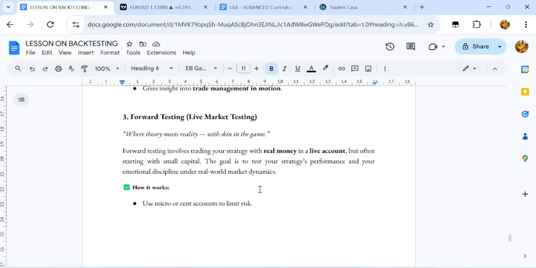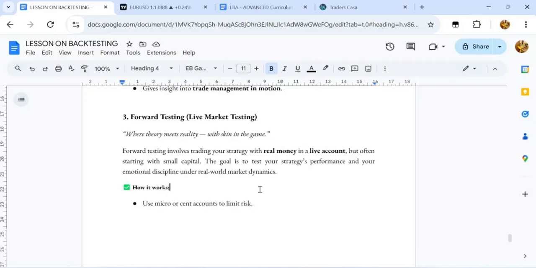And then the last part of this testing, you might think that this is a waste of time, but at the end of this video I'll give you a balance to it. Alright, so forward testing involves trading your strategy with real money in a live account, but often starting with small capital. The goal is to test your strategy performance, and to mingle with your emotion and your emotional discipline under real world market dynamics. That means under real market scenarios and dynamics.